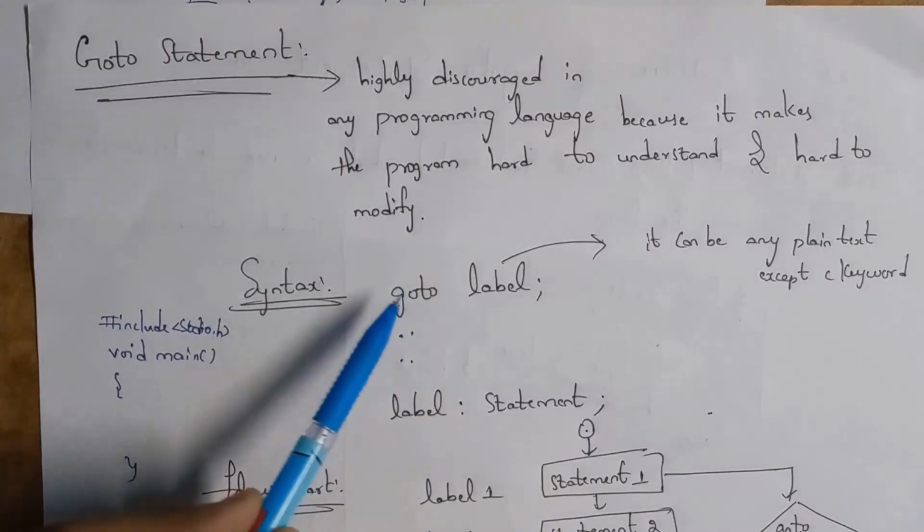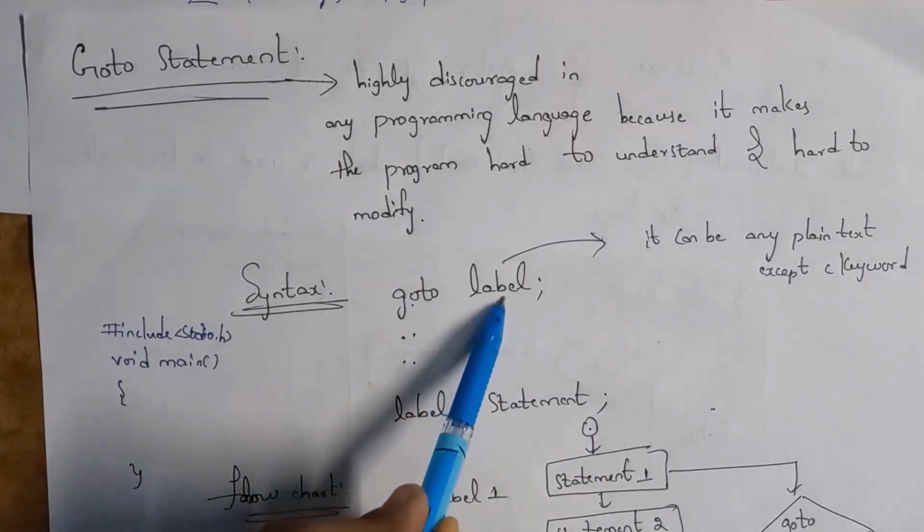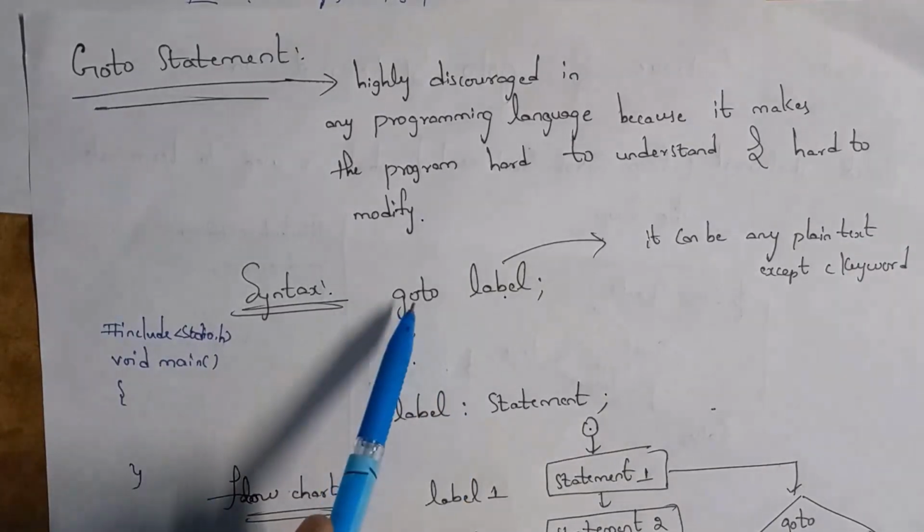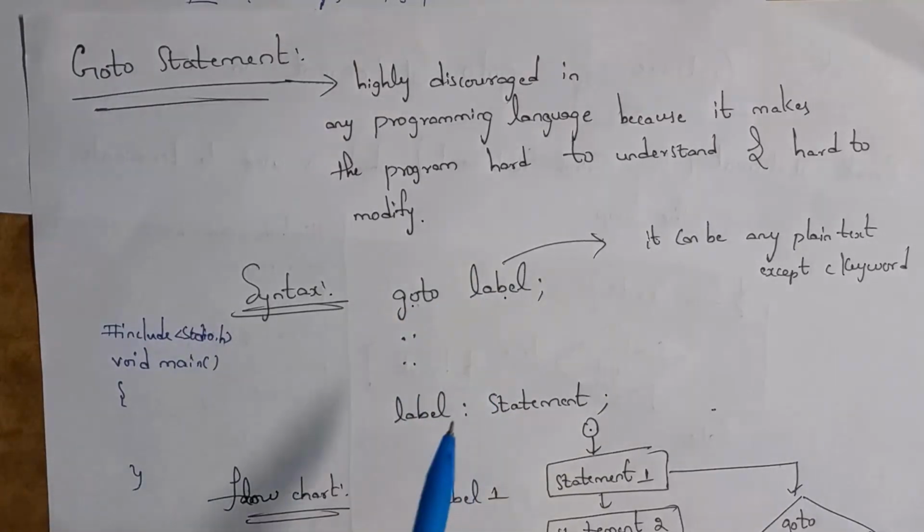At first you need to write goto, and you need to write label. Label is nothing but any text, any name is known as label. It should not contain any keywords. So at first you need to write goto label, and label contains some statement. I will give one program so that you can clearly understand what is goto statement.